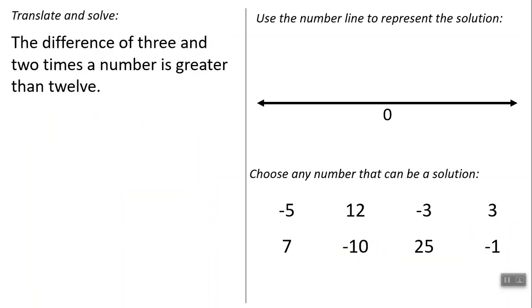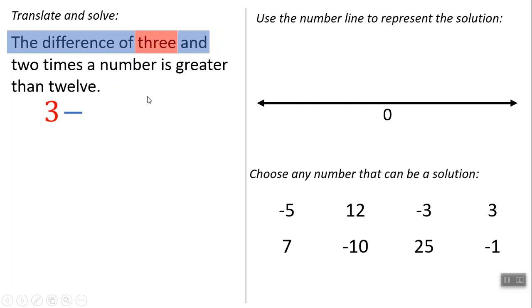Okay, so now we have a word problem. We need to translate the word problem into an inequality and then solve it. The difference of 3 and 2 times a number is greater than 12. So when we break this down, we're going to see the words the difference of. That means subtraction. The 2 things you're subtracting are separated by the word and. This is not a switcheroo phrase, so don't start changing the order of them. What came in front was 3. 3 is going to go in front.